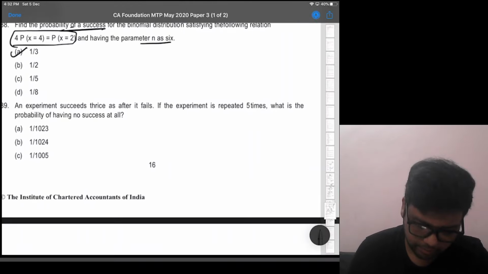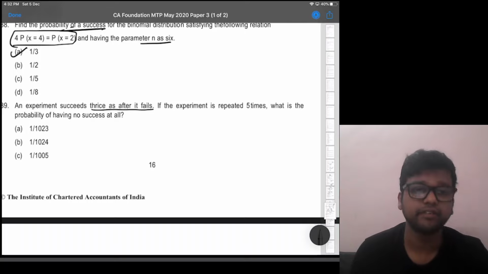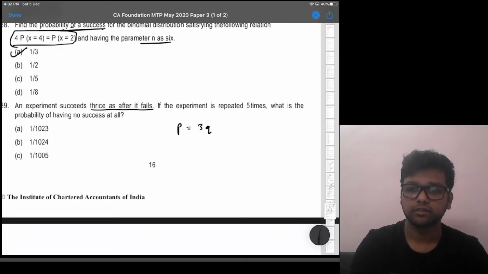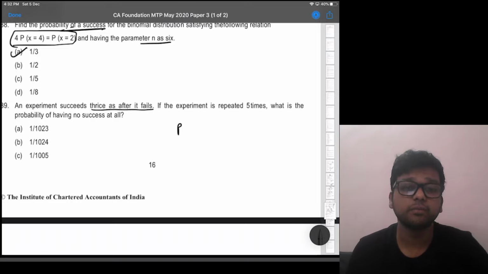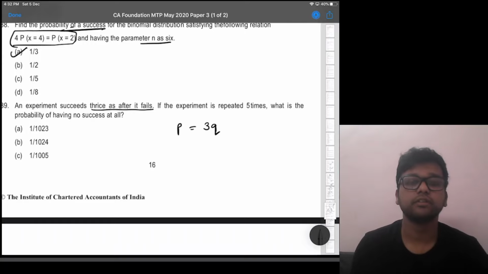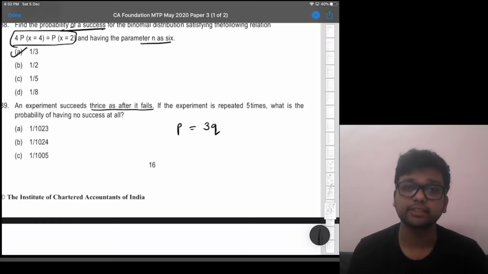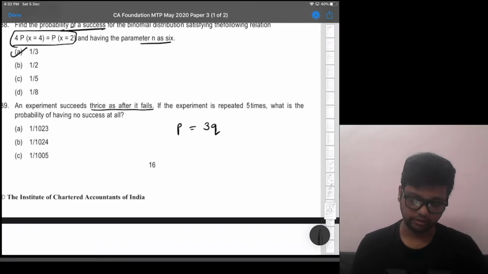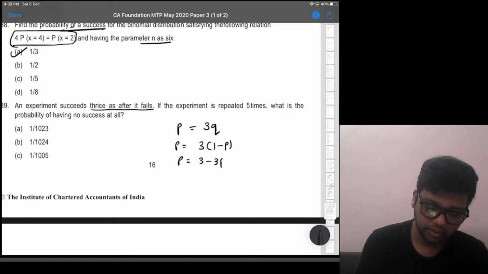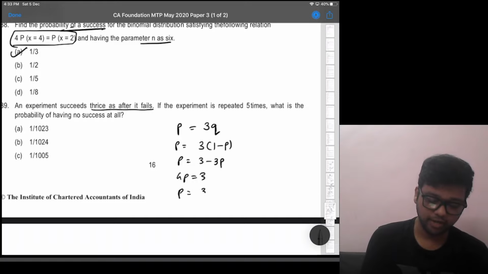Again from the module, an experiment succeeds thrice as often as it fails. That is, it succeeds thrice as much as it fails. That means the probability of success is thrice as much as the probability of failure. But we know that q is equal to 1 minus p. So p will be 3 into 1 minus p. That means p is equal to 3 minus 3p, so 4p is equal to 3. That means p is equal to 3 by 4.